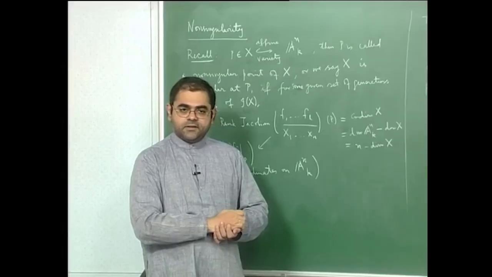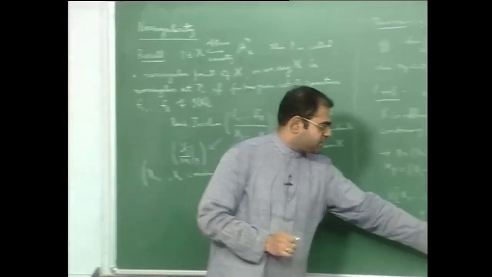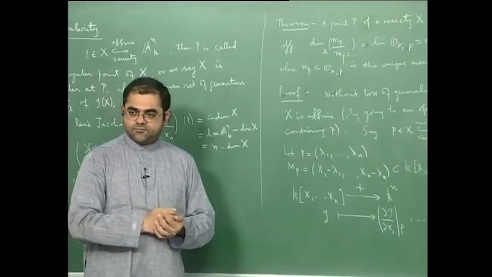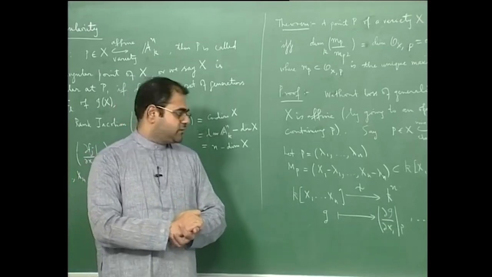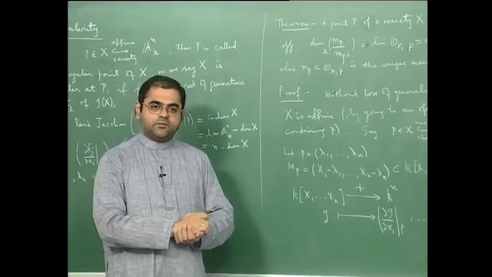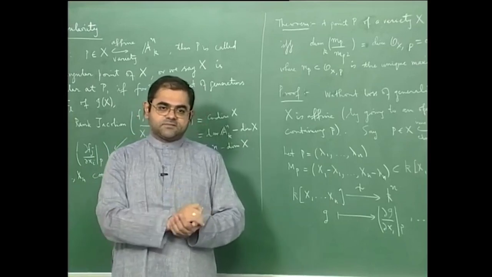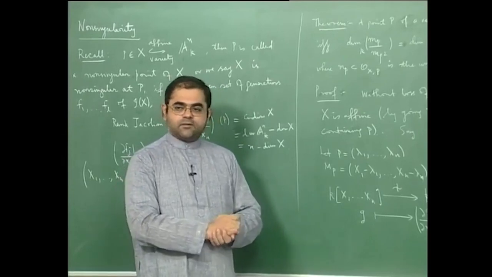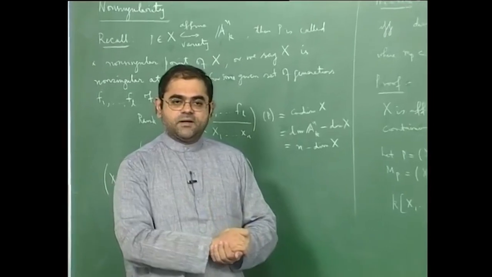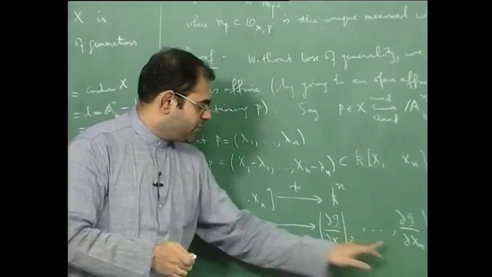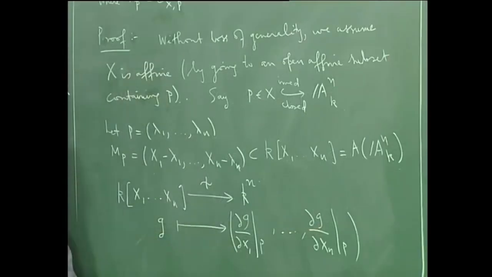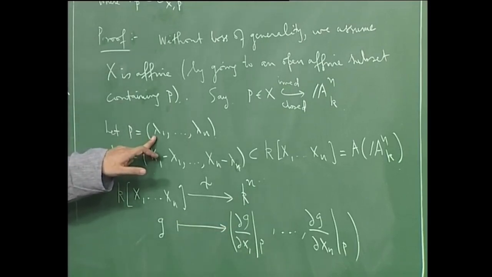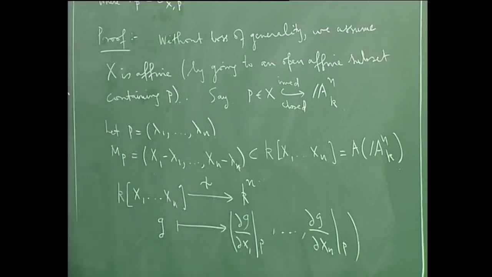Of course, when I say partial derivative, it's a derivative in the formal sense. You know how to write the derivative of a polynomial without having to get the derivative from calculus methods, which involve epsilons and deltas and limiting processes. So we just use the standard formal rules for differentiation. Each of these dou g by dou xi is again a polynomial in the xi's, and then you substitute the point p, namely instead of each xi you substitute lambda i. You will get some n-tuple, and that is this n-tuple of k^n.